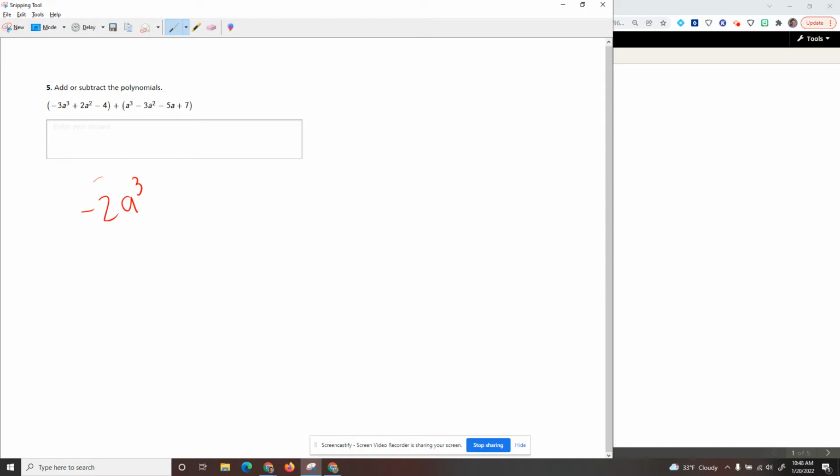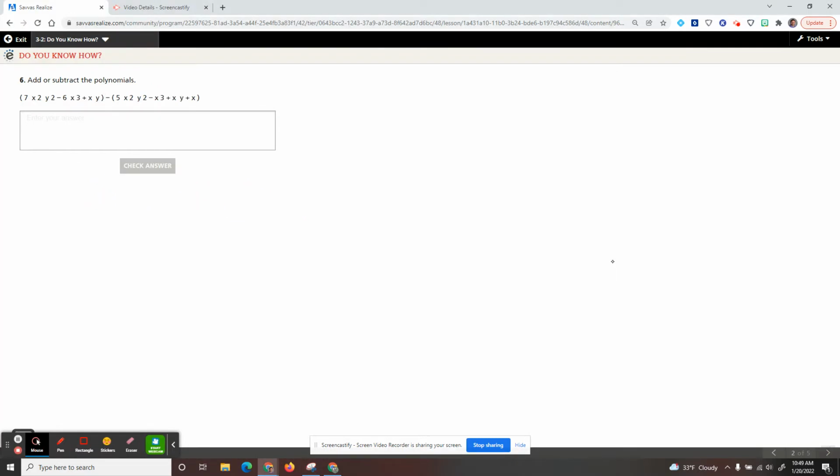2a squared and negative 3a squared will combine to negative a squared. There is only one linear term, so it'll stay minus 5a. And then negative 4 and 7 will combine to 3. Right, so that's it. Let's look at the next one.